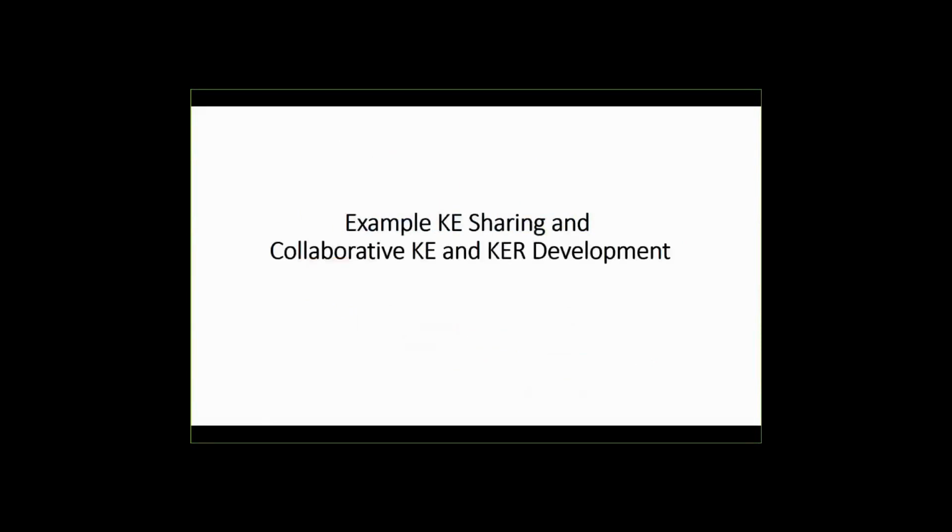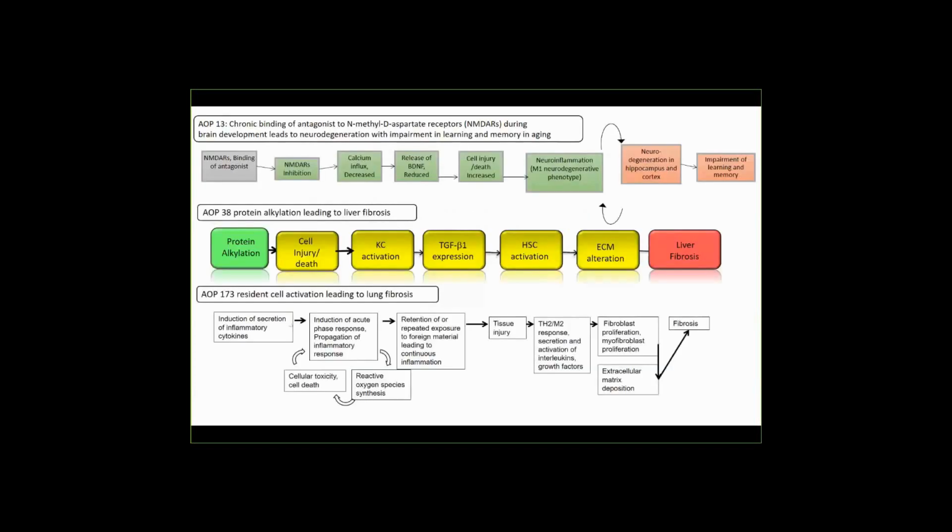And here's another excellent example of sharing key events and collaborative development. Here are 3 AOPs, and they at first seem somewhat unrelated. Well, 2 of them are close: liver fibrosis, lung fibrosis, and impaired learning and memory are the adverse outcomes for these three AOPs.